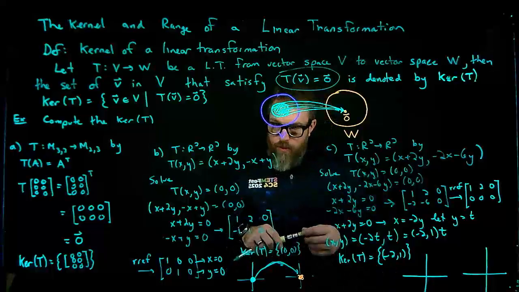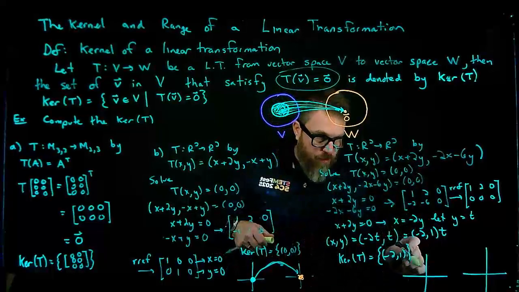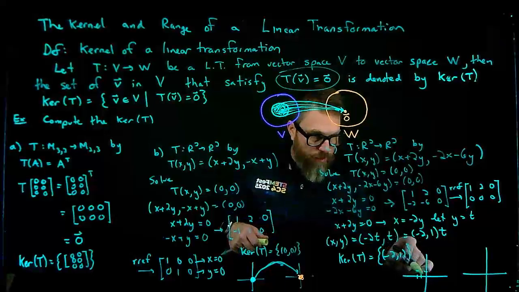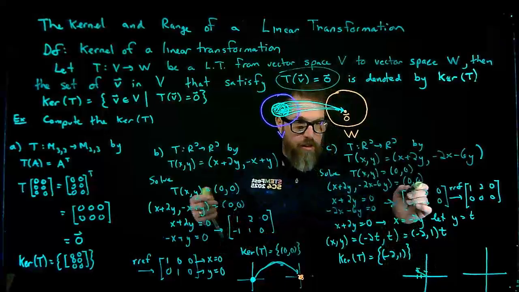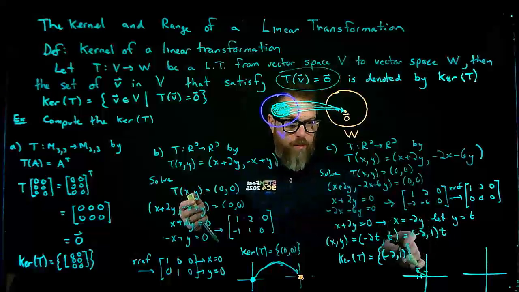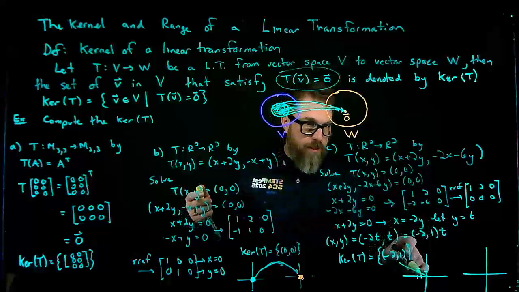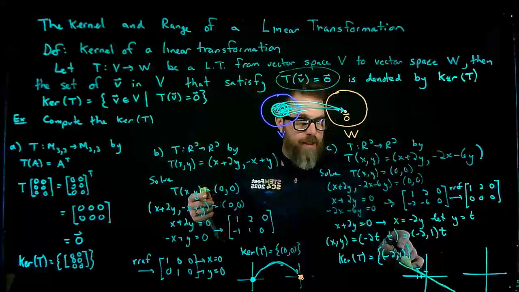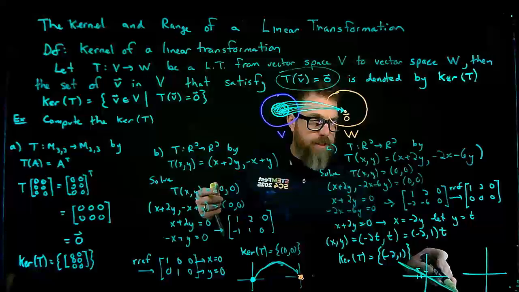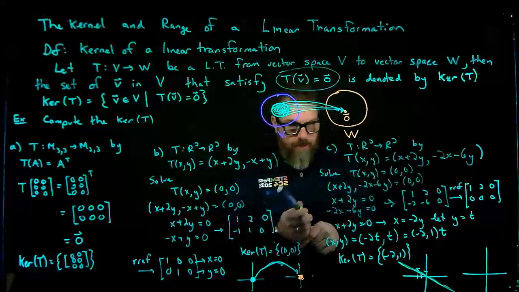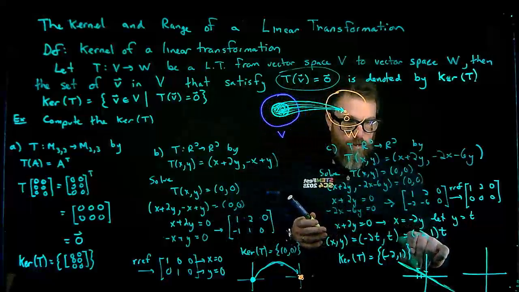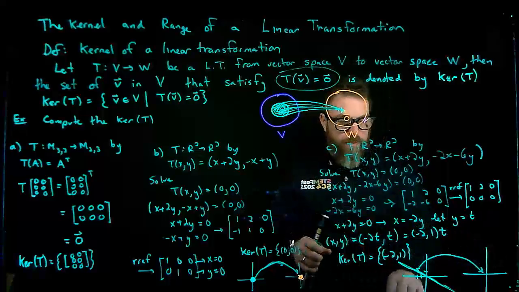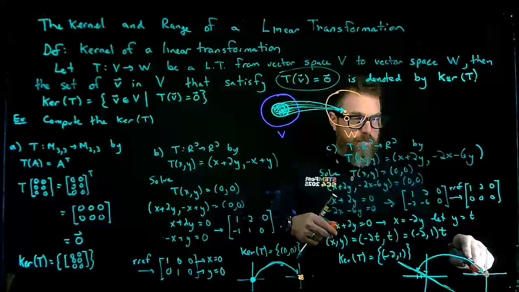So, this thing is nothing more than, you go over 2, up 1, and that's the first vector right there. And since it's all linear combinations of that vector with that one parameter, it's really going to be this line right here. So any vector on this line, any vector on that line, will map to the 0 vector in the codomain.